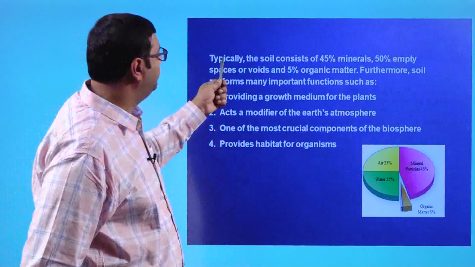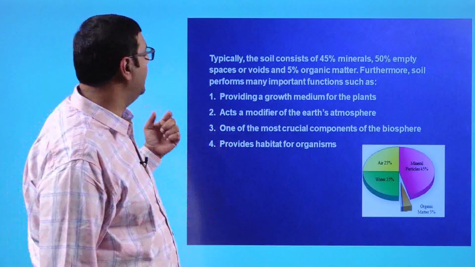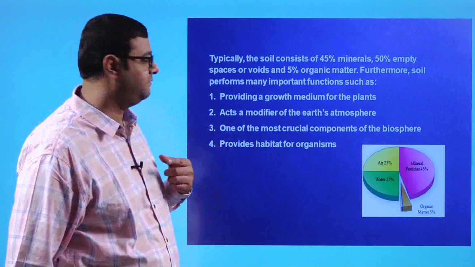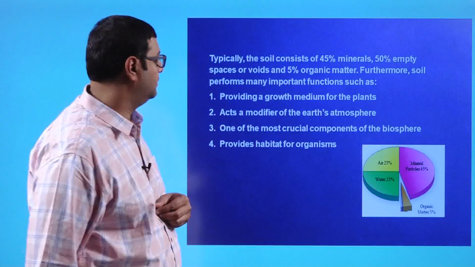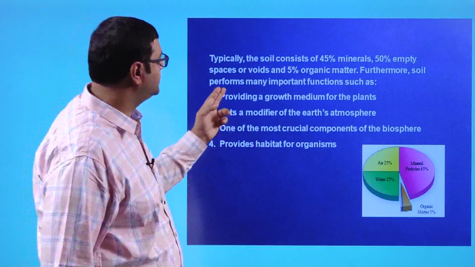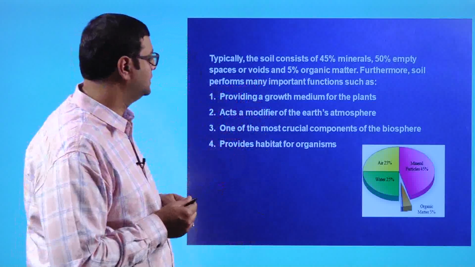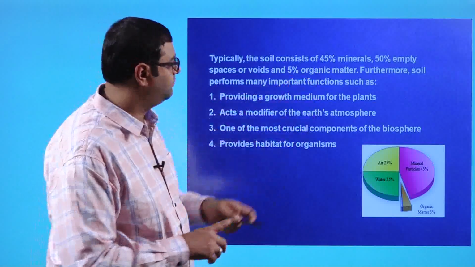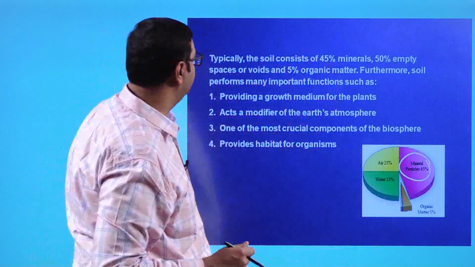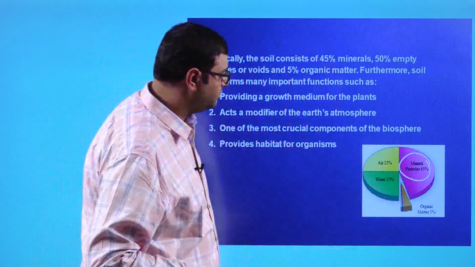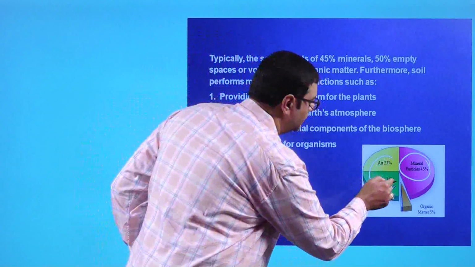Typically the soil contains 45% minerals, 50% empty spaces or voids, and 5% organic matter. Furthermore, soil performs many important functions. We'll look at the functions, but before that, I'll just tell you that soil consists of 45% minerals, as you can see here. Then 50% empty spaces or voids, so 50% of empty spaces is coming to this category here.